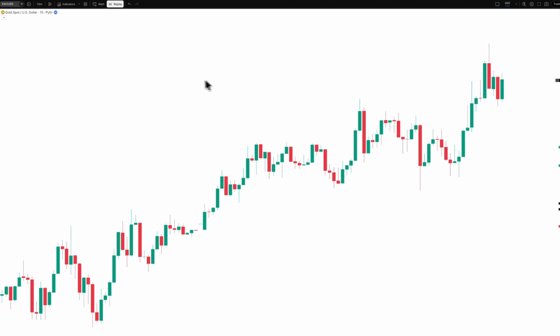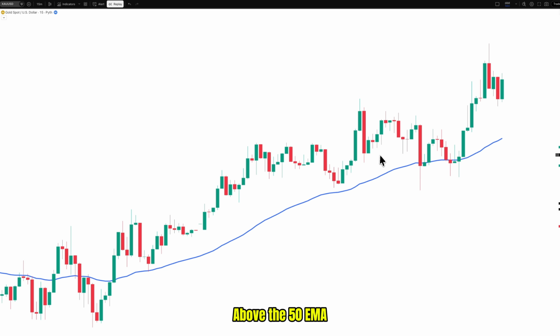So here on the 15-minute chart, I'm adding just one indicator, the 50 EMA. That's it, nothing else. And see this, price is clearly trending above the 50 EMA. That tells us one thing, this market is bullish. We are only looking for buy trades. We are not selling. We are going with the trend.